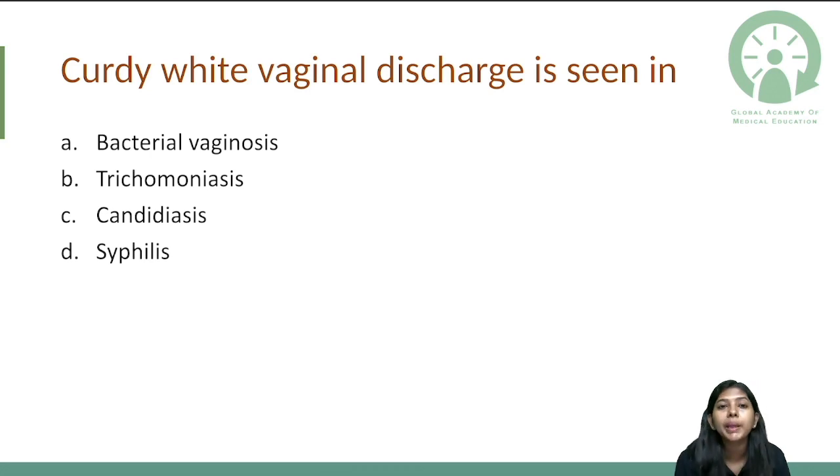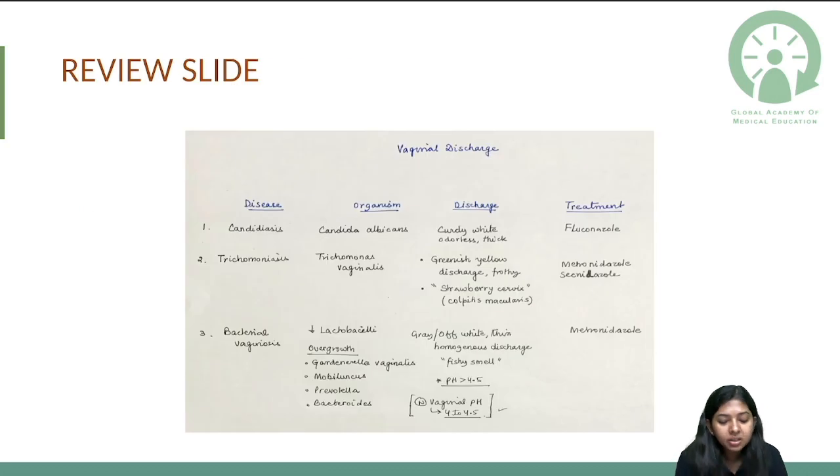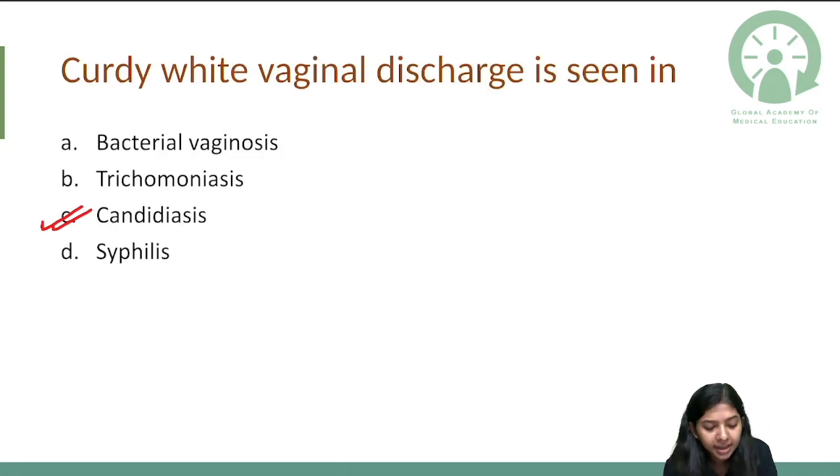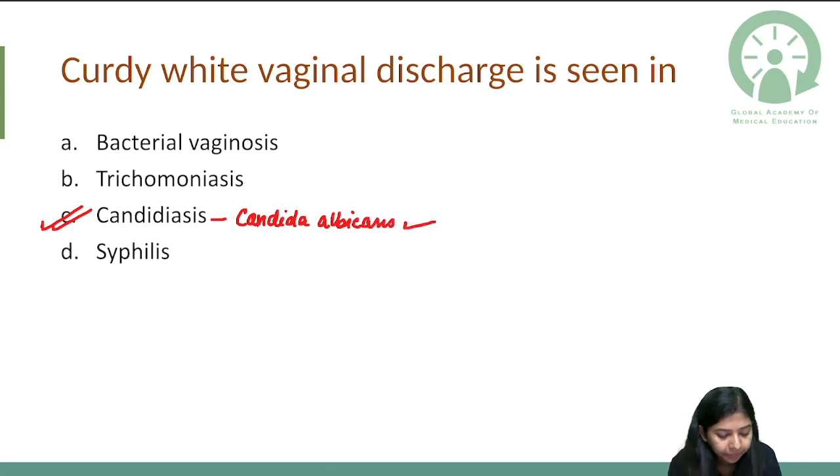Lastly, we'll just look quickly at vaginal discharge. Curdy white vaginal discharge is seen in candidiasis. See, you have to remember vaginal discharge also, it's very important, right? So if you get a curdy white discharge, it's candidiasis. The causative organism is Candida albicans. Okay. You don't get a vaginal discharge in syphilis.